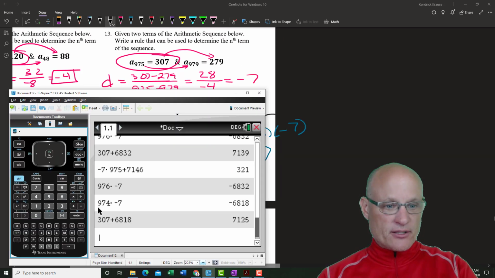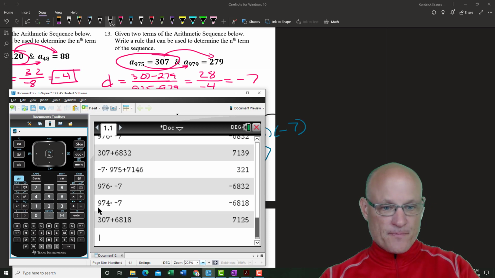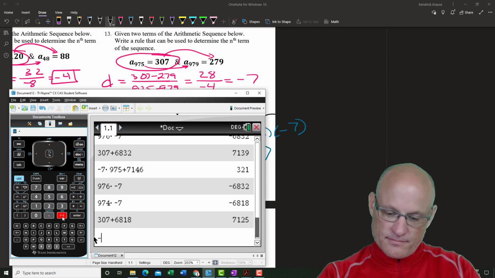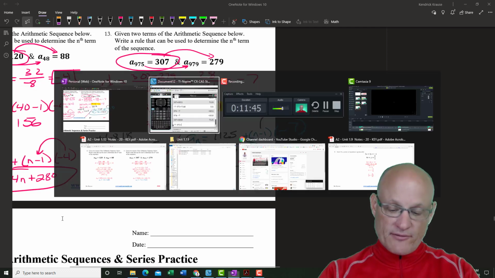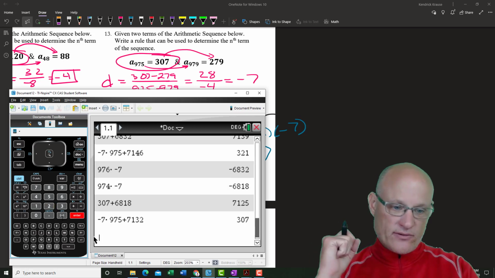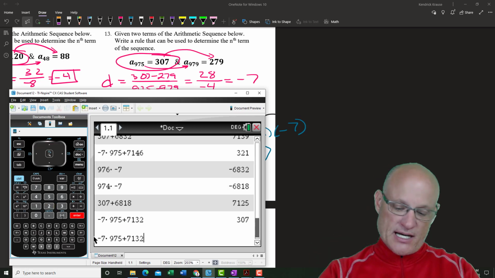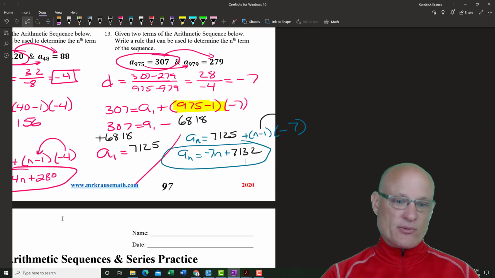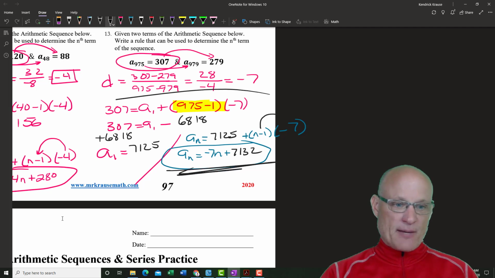Now I'm going to check it. I'm going to go to my calculator. Say, hello, calculator. I'm going to type in negative 7 times 975 plus, and I don't remember the number, 7132. Now, if it's right, I'm hoping it's 307. Yes. And I'm going to do the same thing one more time, but this time I'm going to do 979. And I'm hoping this is 279. Yes. All right, so we got it right that time. So you got to be careful. I put that in wrong there.